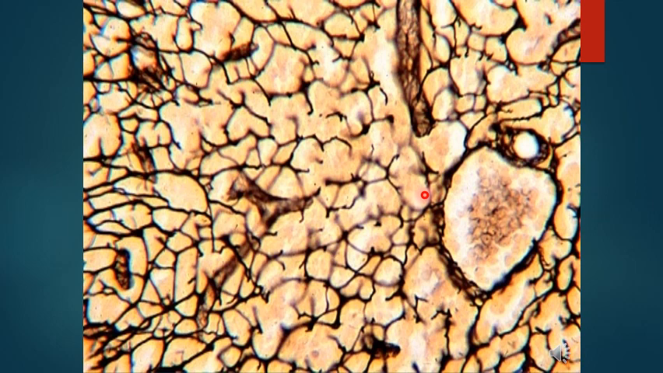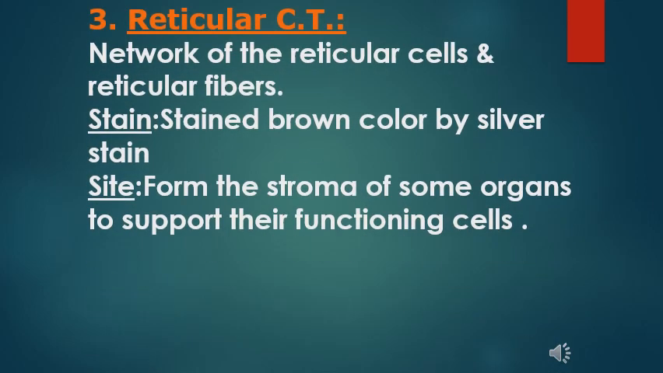This is the reticular connective tissue, which is formed of reticular cells and fibers and is important as a stroma for organs, to protect organs. A network of reticular cells and fibers, stained by silver, forms the stroma of the organ and has a supportive function.